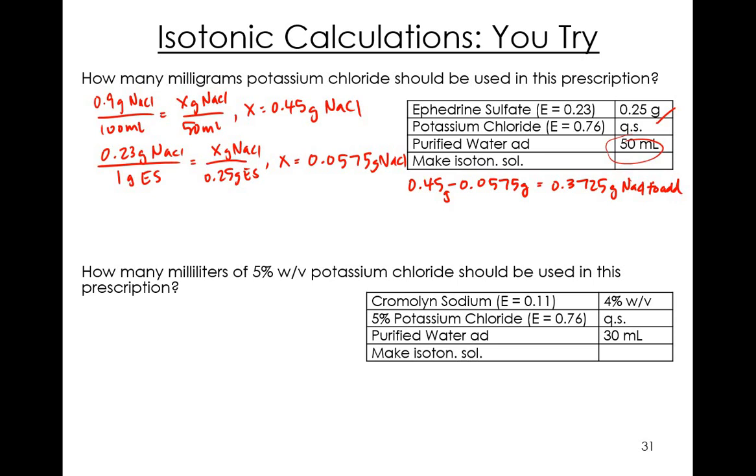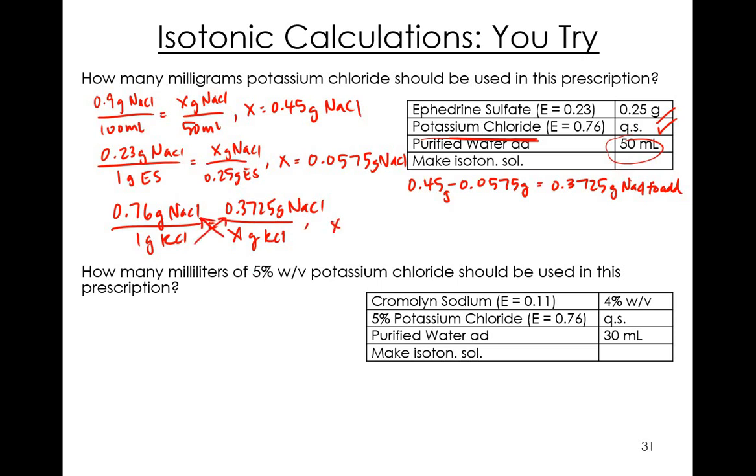Okay, but we want to actually add potassium chloride, and so hopefully you're not intimidated by having that there, because we actually don't deal with it until the end of the calculation. We always just calculate how much NaCl to add first, and then we will figure out how much potassium chloride to add after that. So we can use the E-value of potassium chloride. 1 gram potassium chloride represents 0.76 grams NaCl. So how many grams of potassium chloride are represented by 0.3725 grams NaCl?